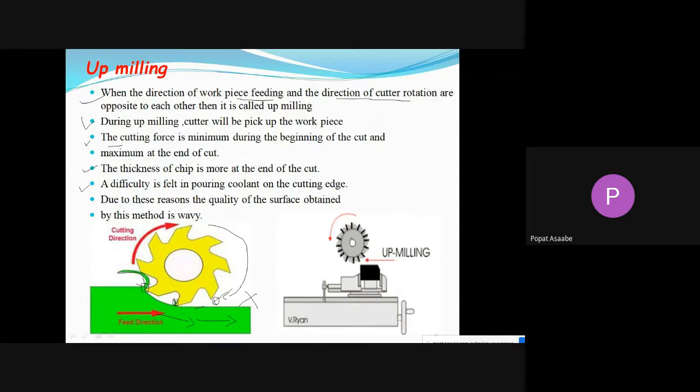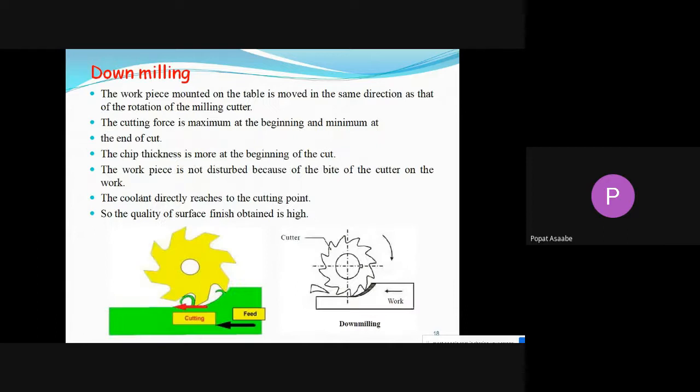Okay, and whatever chips are generated during up milling, the thickness of the chip initially is less, and the thickness of the chips at the end will be more. Okay, and in up milling, it is difficult to pour the coolant on the cutting edges. Due to that, it will produce a rough surface finish. It does not produce a good surface finish. Okay, this is about up milling.